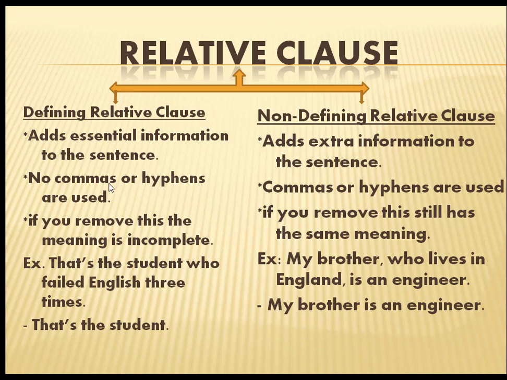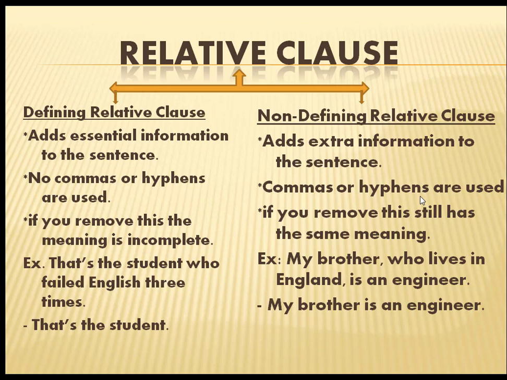By seeing the sentence, we can easily say whether it is defining or non-defining. There is one technique. What is that? No commas or hyphens are used in the defining relative clause. If the sentence is continuous without any commas and hyphens, then we can say that is the defining relative clause. If commas and hyphens are used in between the relative clause and main clause, then we can say that is the non-defining relative clause. If you find any commas in the sentence, that is simply a non-defining relative clause.